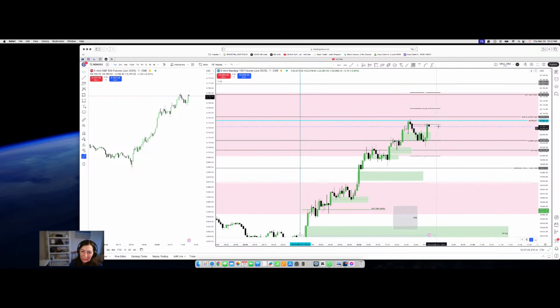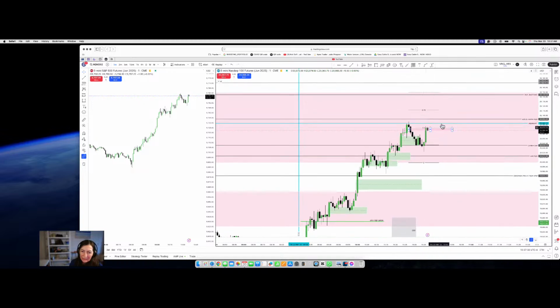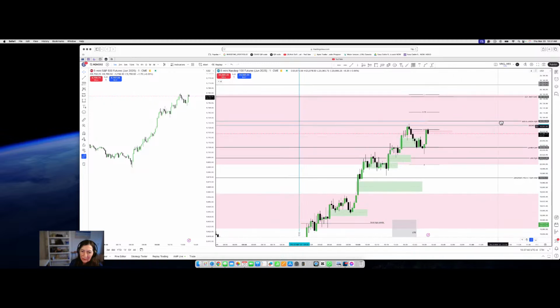But here we are, back up into this little SIBI here. This may have tapped back in here. Let's see if we go lower. Might. It's 10:37.